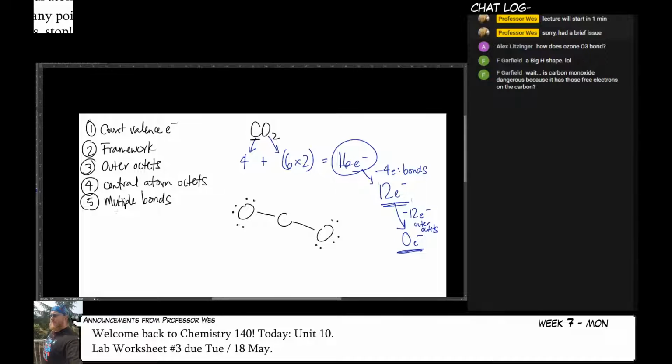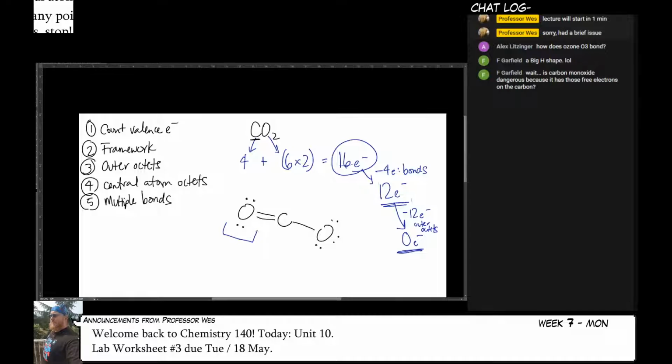The last step is make multiple bonds if you have to. Well, in this case, we need to make multiple bonds because I don't have an octet around carbon. It only has 4 electrons around it. Everyone else has 8. They all have octets, so they're good. So here's what we do. We erase a pair of electrons, and we make it a bond of electrons.